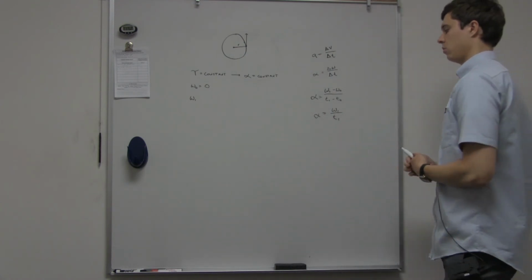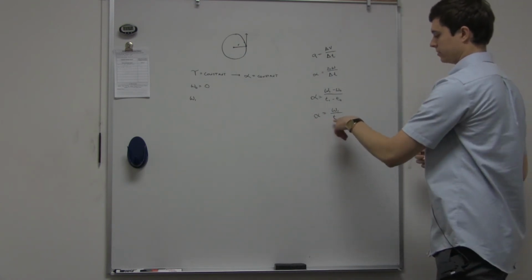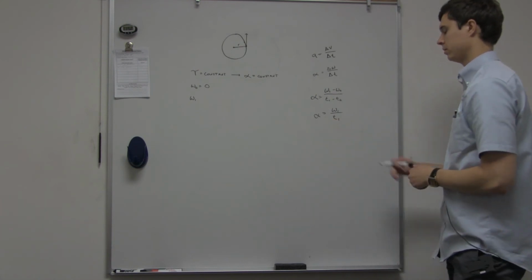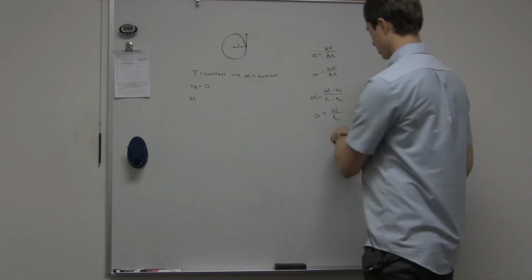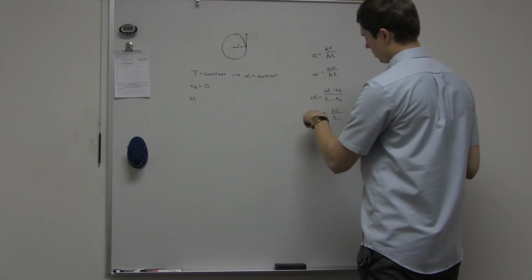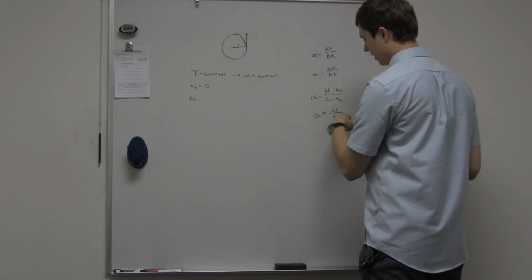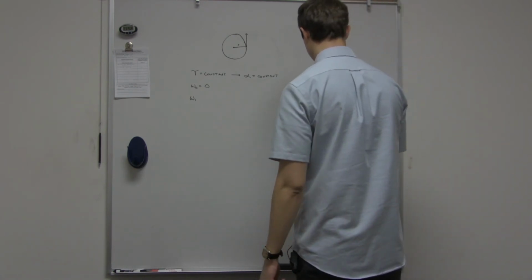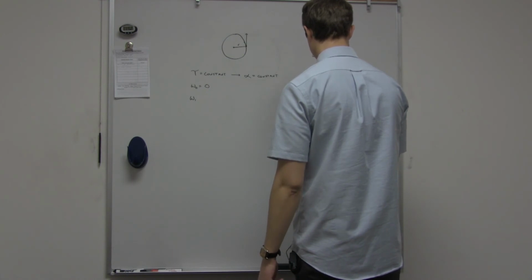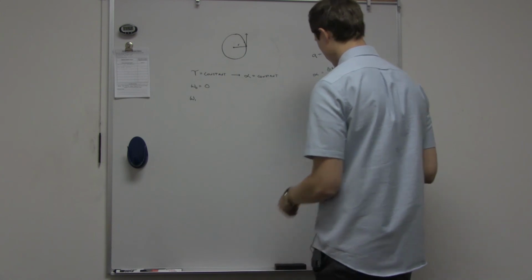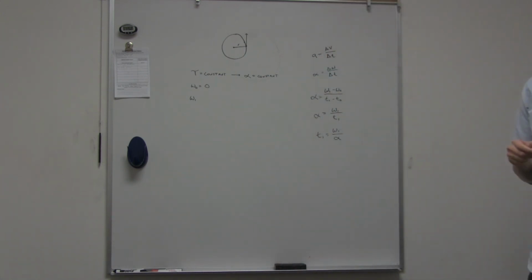But we don't want to know what alpha equals. We want to express t sub 1 in terms of these two variables. So we can multiply the t sub 1 over and then divide the alpha to the other side. And we'd end up with t sub 1 equals omega sub 1 over whatever our constant angular acceleration is.